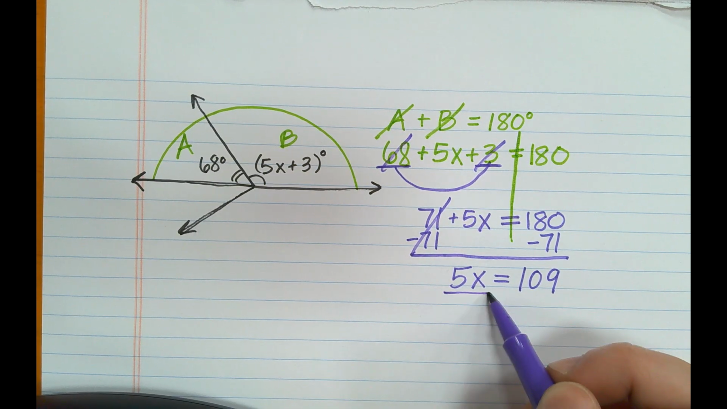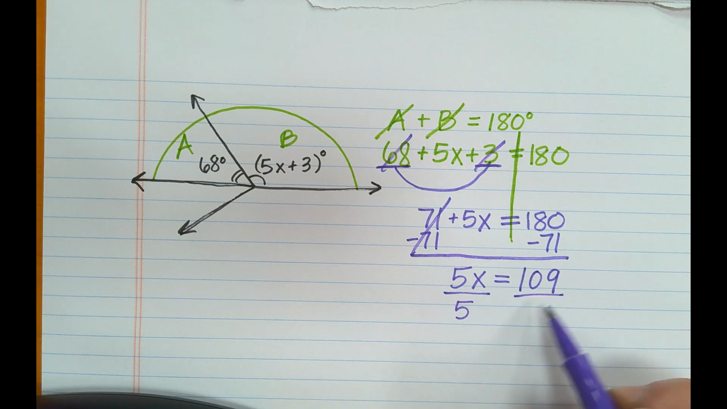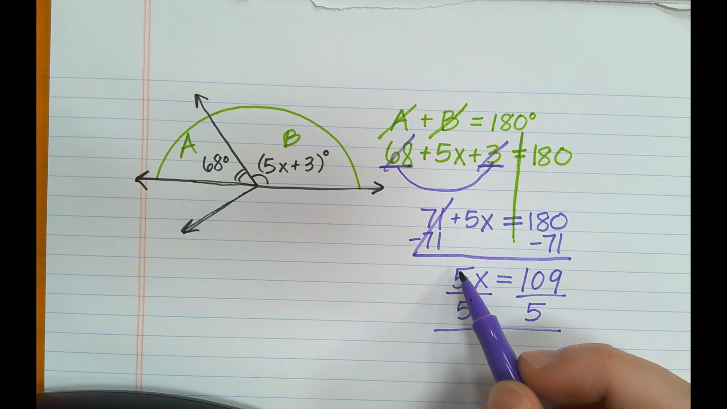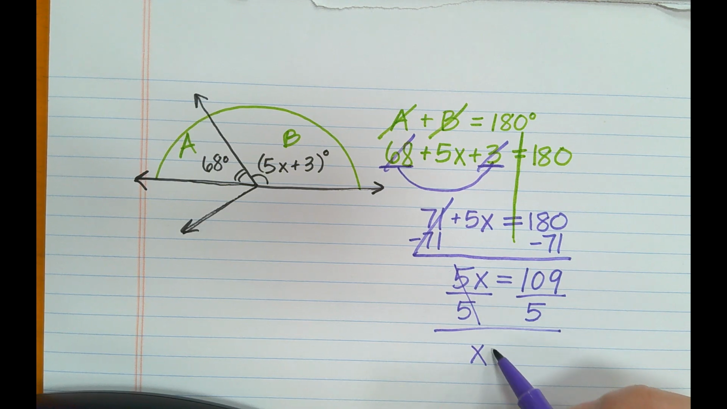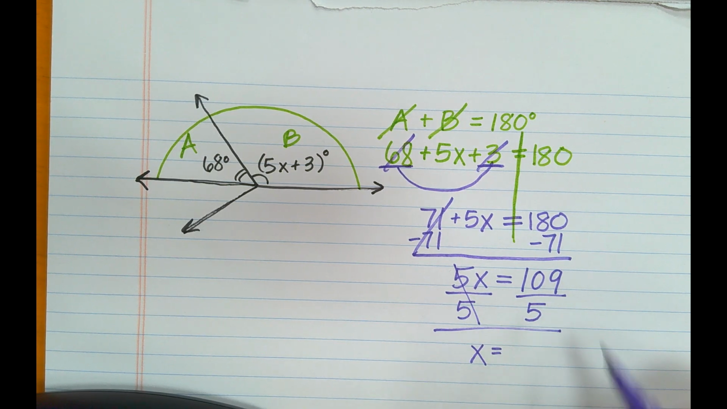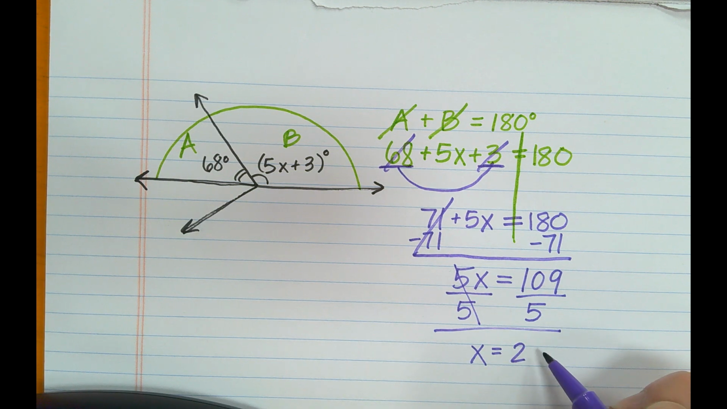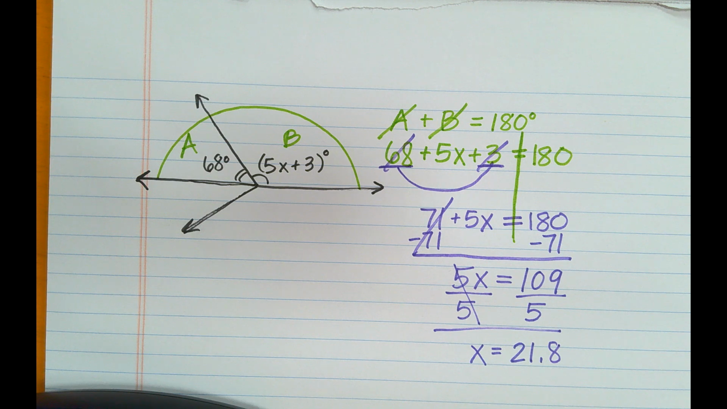Divide. So divide by 5. The 5's will cancel. So I've got x by itself equals, what's my answer? 21.8, yeah. 21.8.